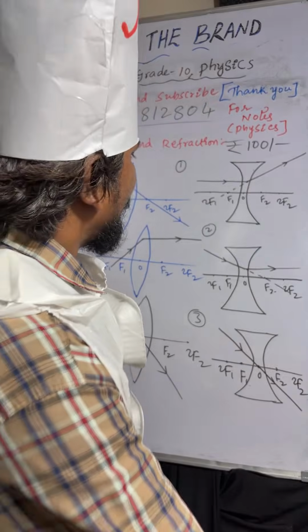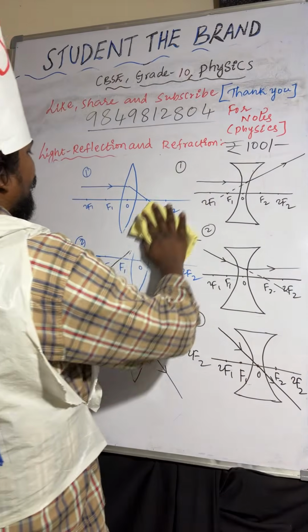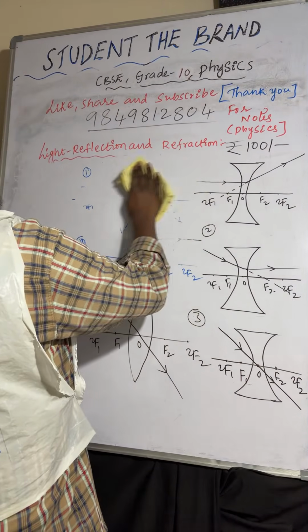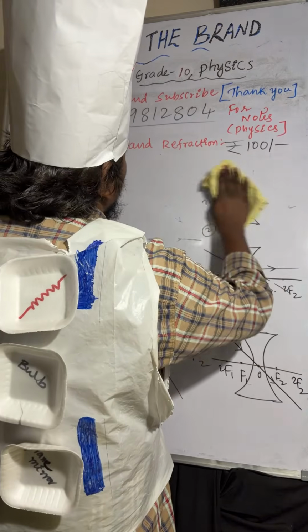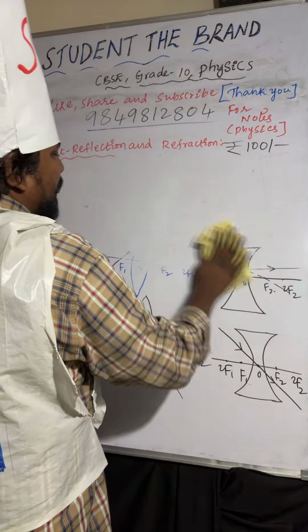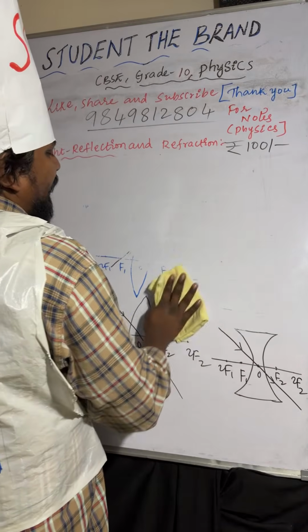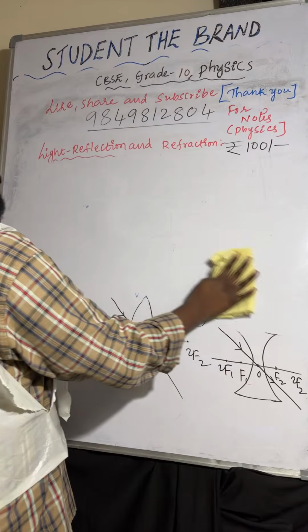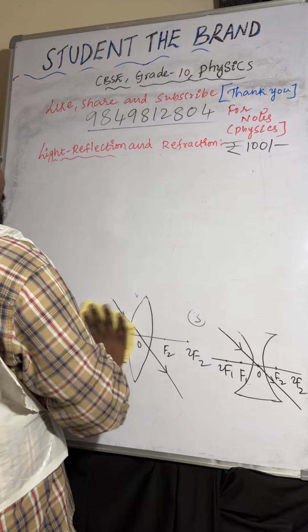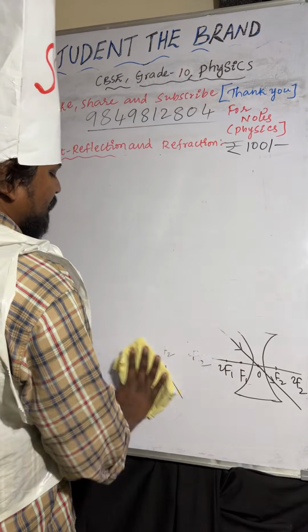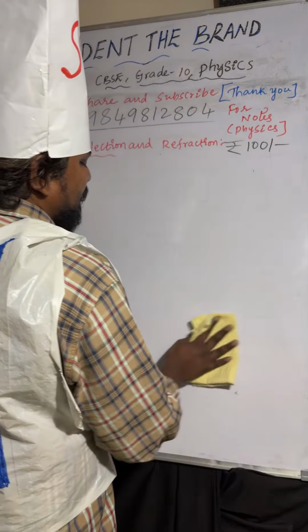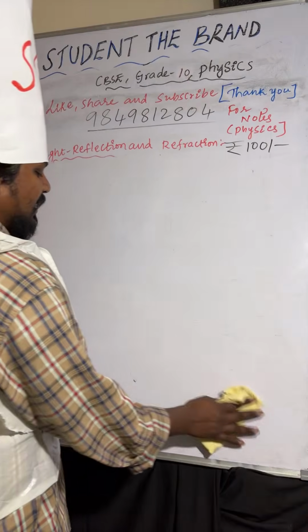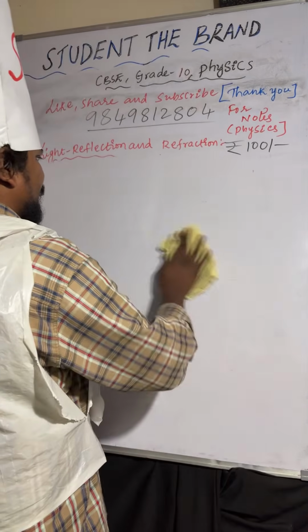So I hope it is very clear. This is about the ray rules. So now, image formations. Formations of image. Image formations by convex lens.